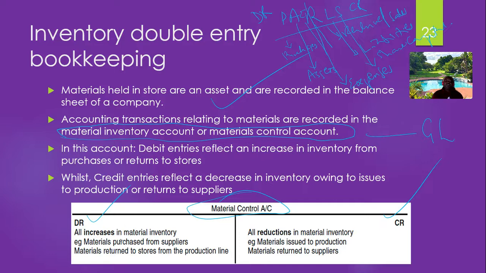This is why you see all increases in material inventory, for example materials purchased from suppliers, recorded as a debit entry in the materials account because the materials are increasing. Similarly, when materials are returned from production also, they are going to increase the materials levels, they are going to increase the material account. But when we are making issues, we are crediting the materials account because we are reducing the material balances.